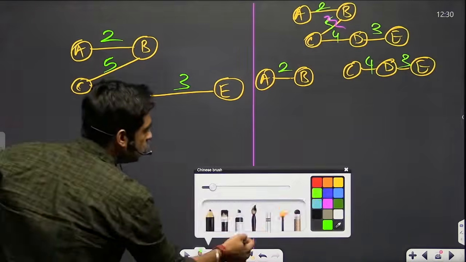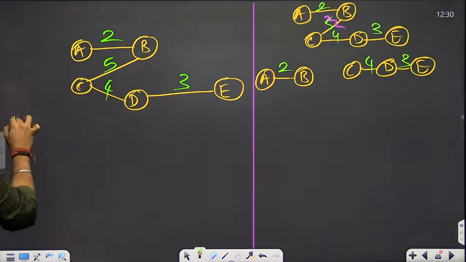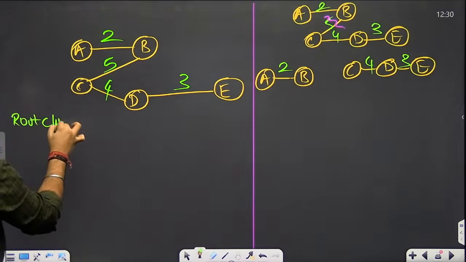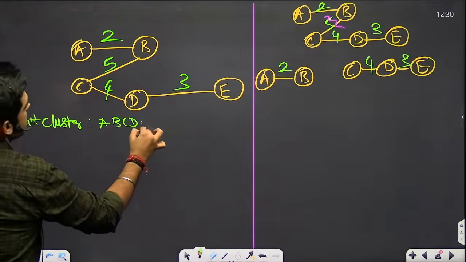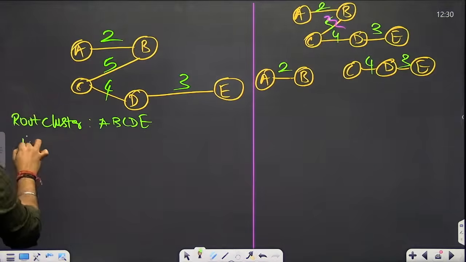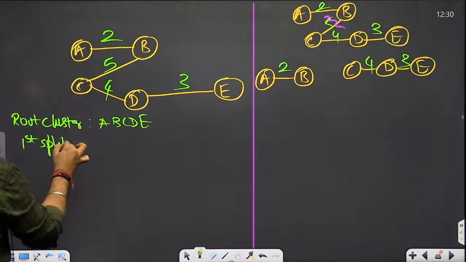Okay, see, what is the root cluster? I'll just write it here. The root cluster is A, B, C, D, E. Now, what is the first split?